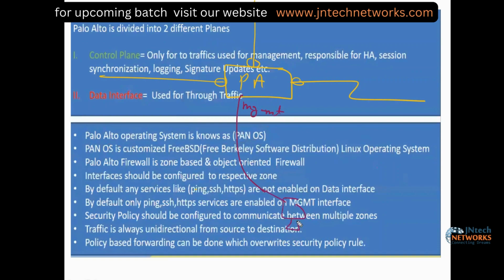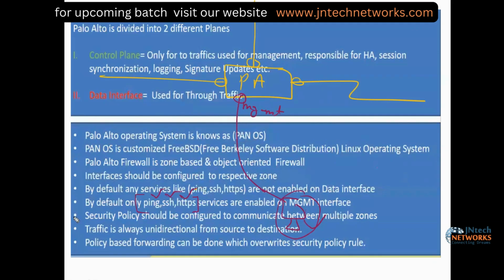So by default on the MGMT port, we have 3 services. These services are allowed: Ping, SSH, and HTTPS are enabled on the management interface by default. So you can configure an IP address here from this management PC. You can ping. If you want to manage through CLI, you can access through SSH. For graphical, you can go with HTTPS. So by default, these 3 services are enabled.